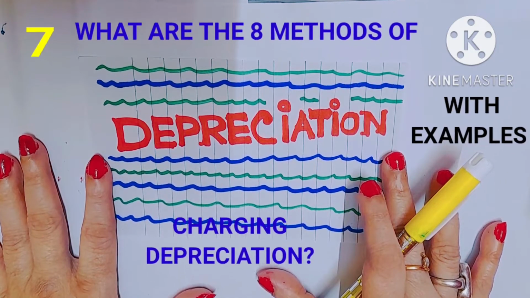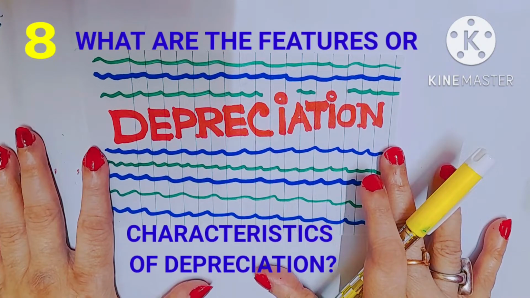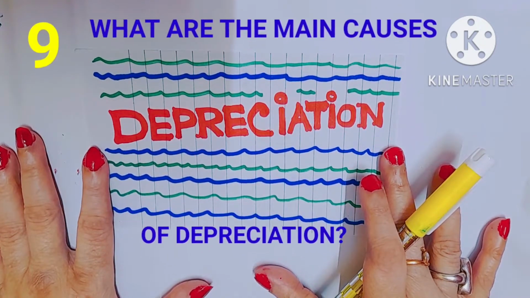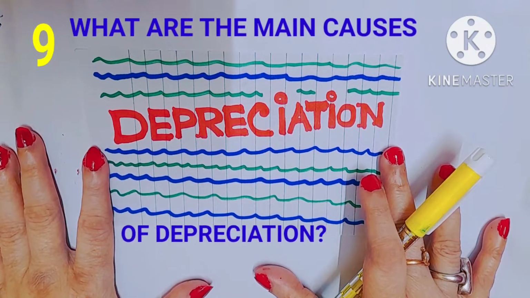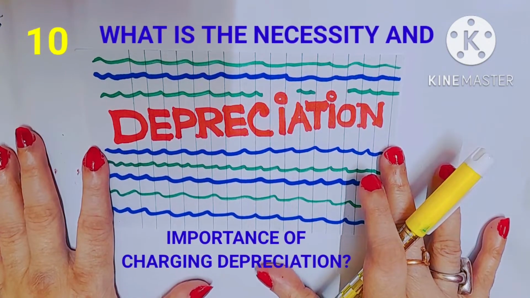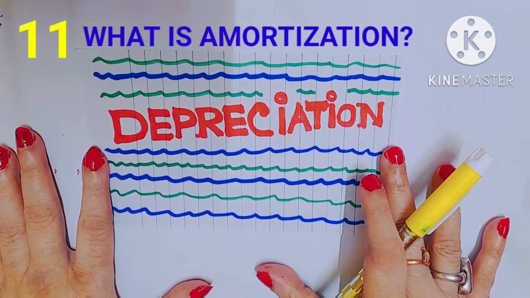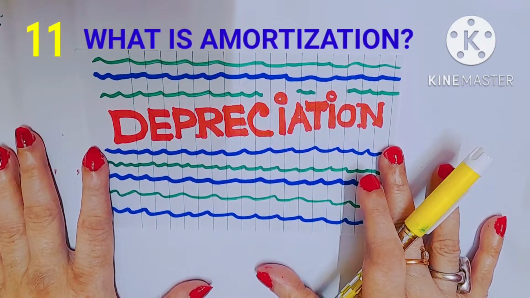Number 7, what are the 8 methods of charging depreciation? Number 8, what are the features or characteristics of depreciation? Number 9, what are the main causes of depreciation? Number 10, what is the necessity and importance for charging depreciation? Number 11, what is amortization? So let's get started.